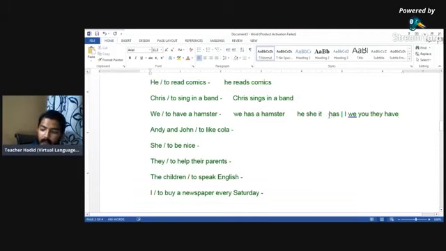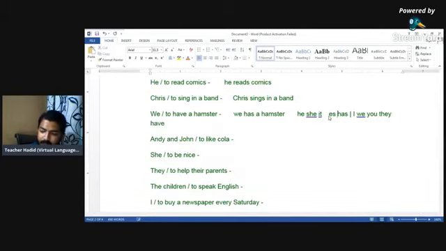Same rule applies for es or s. With he or she or it, you have to add s or es, and with I, we, you, they, you don't have to add s or es. On the other hand, same rule applies for do and does. Here you have to use does. With I, we, you, they, you can say does and wait.